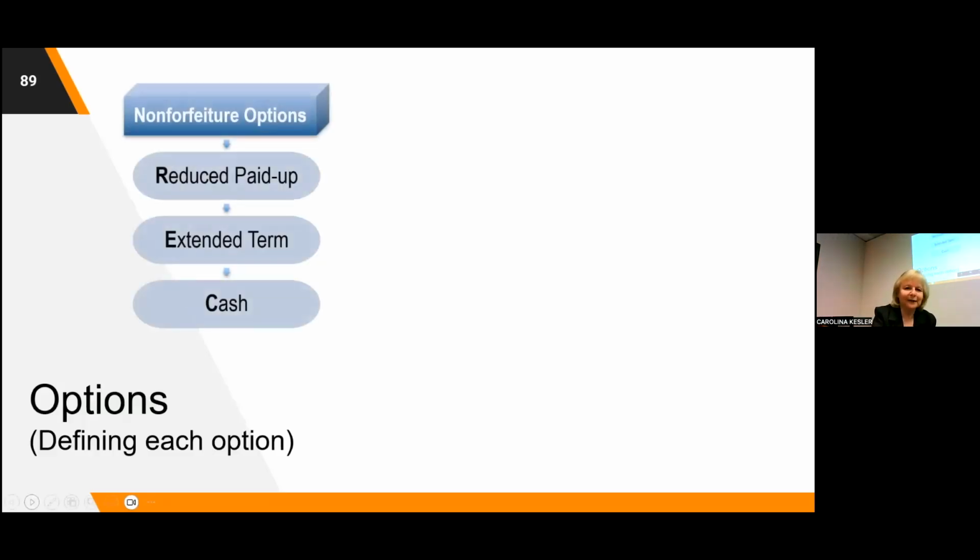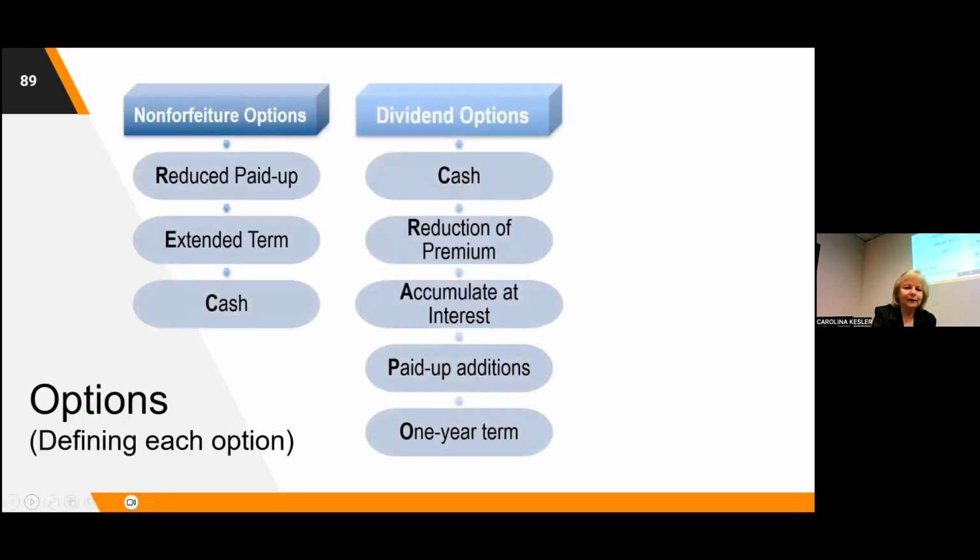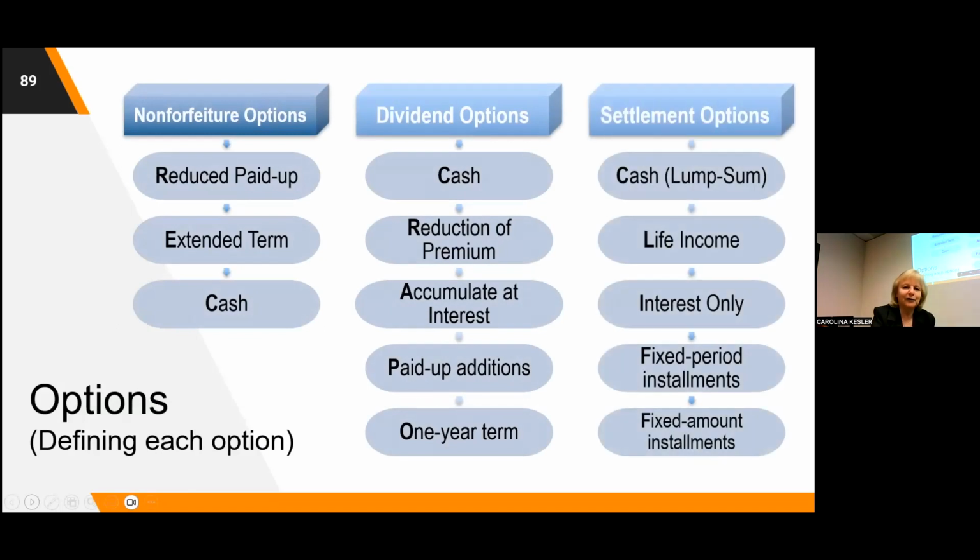Options. Here they are. There's your little graphic. There's your CRAPO and your CLIF.